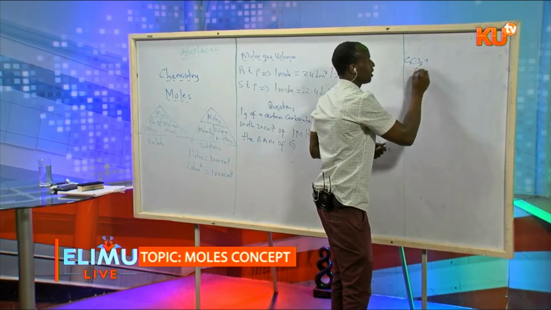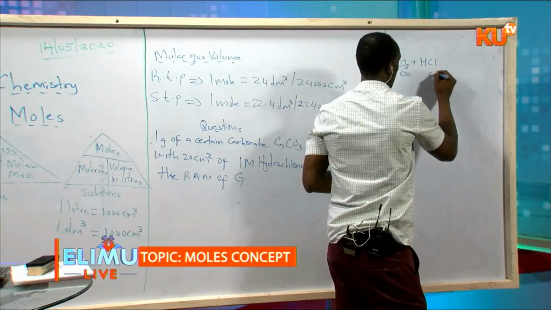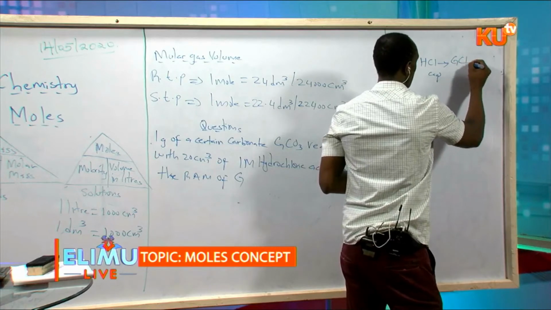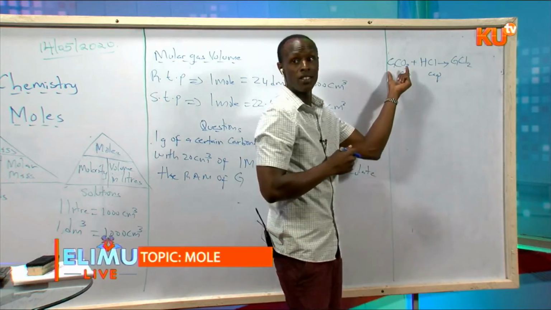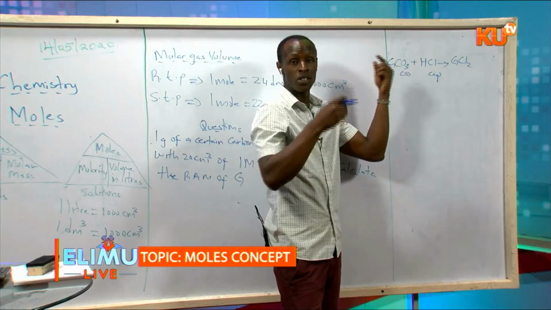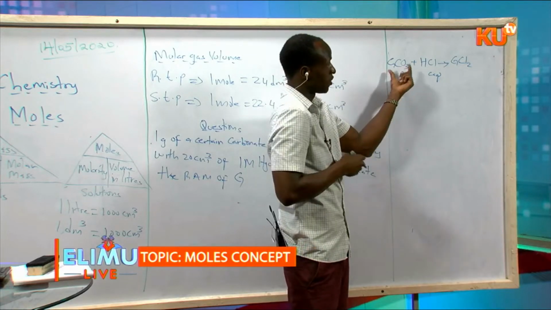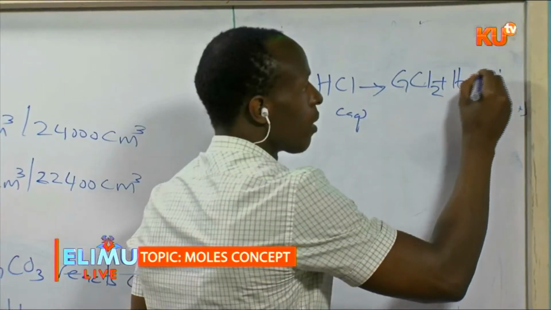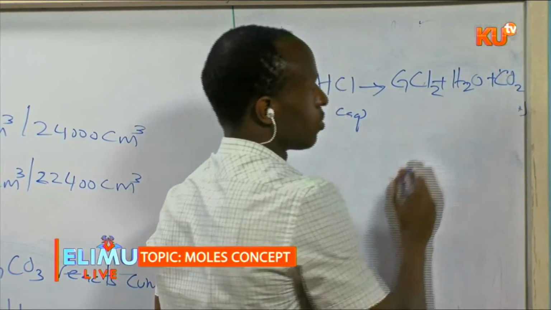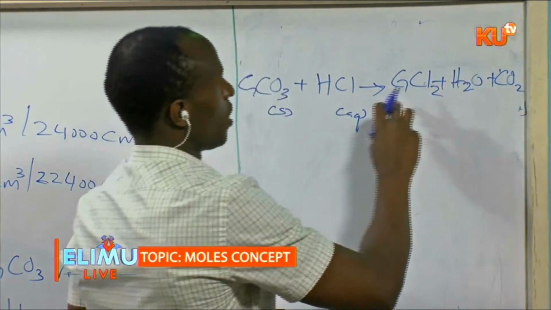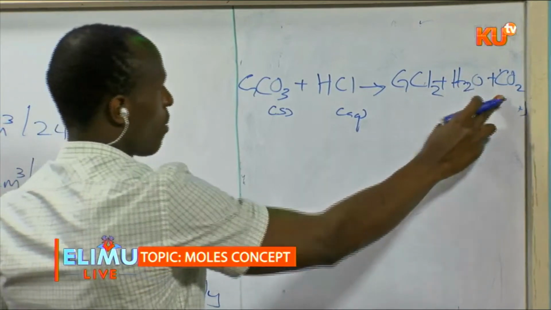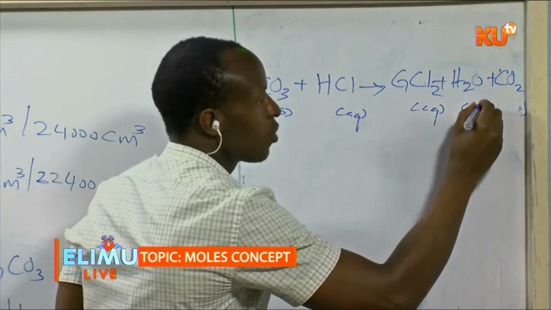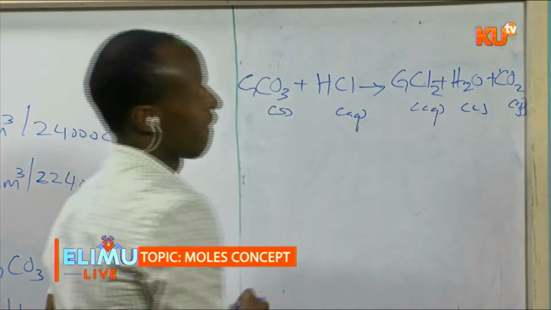GCO3, it's a solid, plus HCl, aqueous, to give you the salt, which will be G chloride. From this formula, it tells you the valency of G is 2 because there is no number which has been put. So the valency of G is 2. That's why the formula becomes GCl2 plus H2O plus CO2. G chloride plus water plus carbon dioxide. This one is aqueous, water is liquid, carbon dioxide is gas.